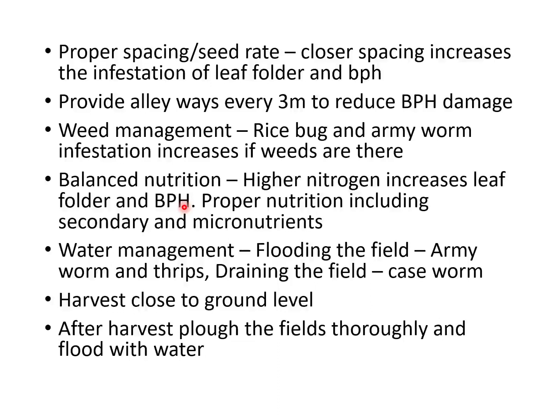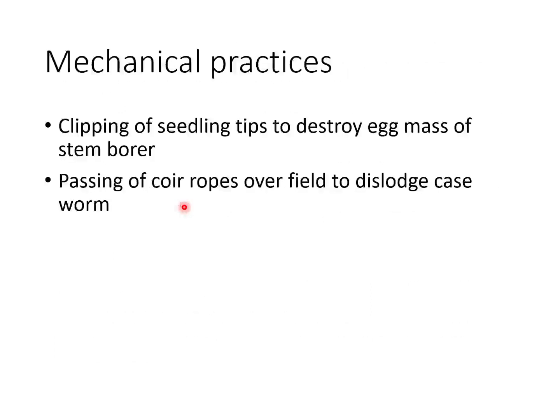And water management, there are several insects in the rice ecosystem which can be managed by managing water properly. Say in the case of armyworm, flood the field, we can manage it. In the case of caseworm, drain the field, we can manage it. For BPH, you can go for alternate wetting and drying. Thrips, you can flood the field, we can reduce thrips infestation. And to reduce the carryover of pupating rice stem borer, harvest as close to the ground as possible. And once the field is harvested, plow the fields thoroughly and flood with water.